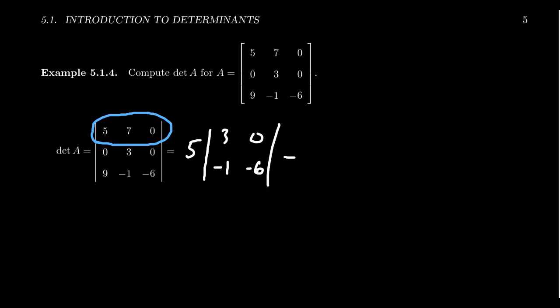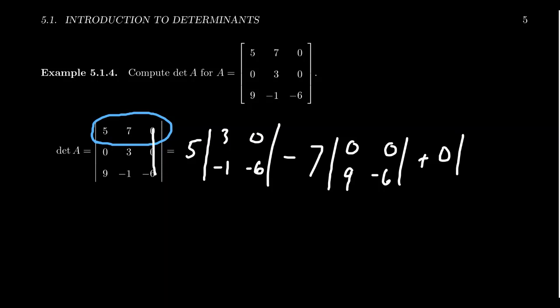We then subtract from that the 1-2 position, which is 7. Then we multiply it by the determinant of the associated minor. We take away the first row, second column. That leaves behind 0, 0, 9, and -6. And then finally, we're going to add the entry from the 1-3 position. We get a 0 right there. And then we multiply that by the associated 1-3 minor, which will give us 0, 3, 9, and -1.